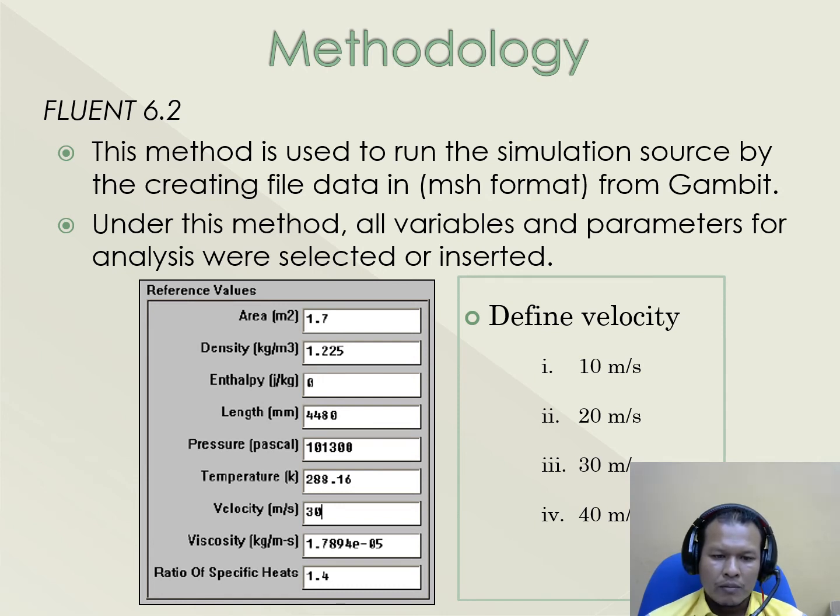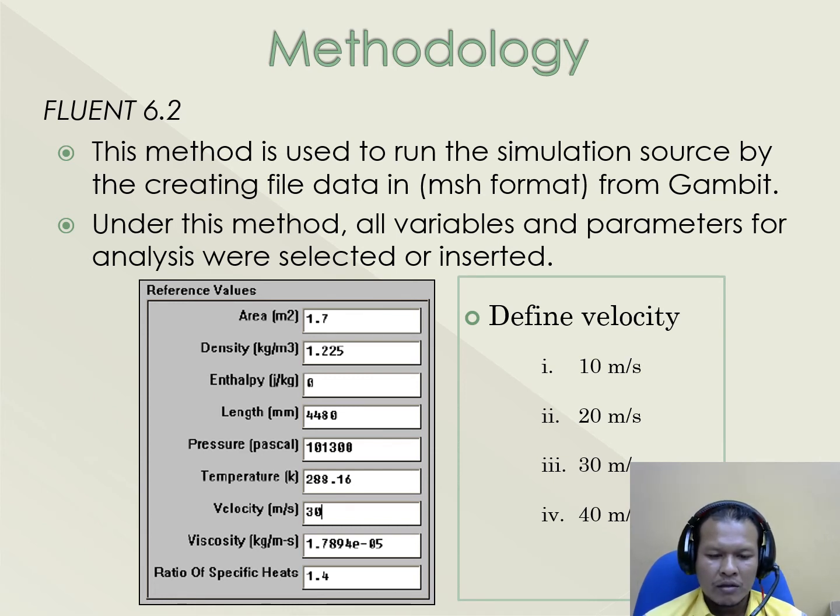The area is 1.70 square meters. Then we set the density to 1.225 kilograms per cubic meter. The enthalpy is set to 0. The length is 4480. The pressure is 101,300 Pascal, or 101.3 kilopascal. Then the temperature is set to 288.16 Kelvin, and the velocity is variable: 10 meters per second, 20 meters per second, 30 meters per second, and 40 meters per second.